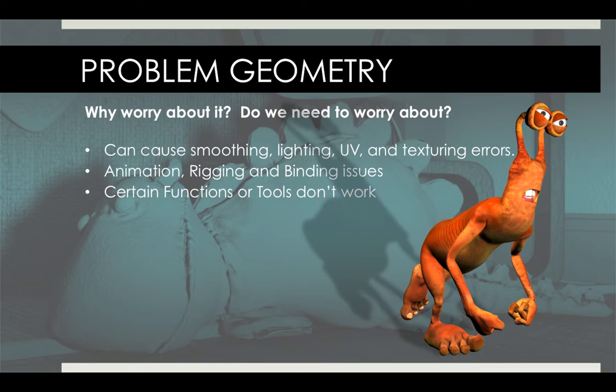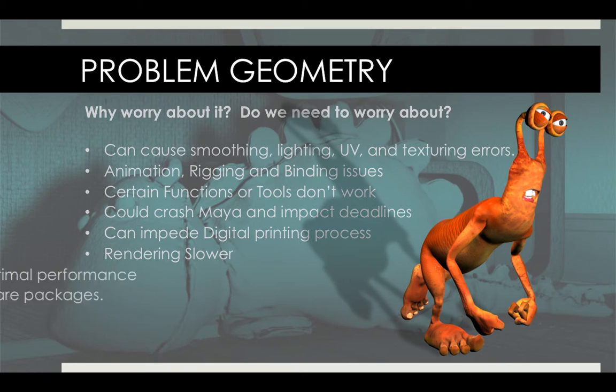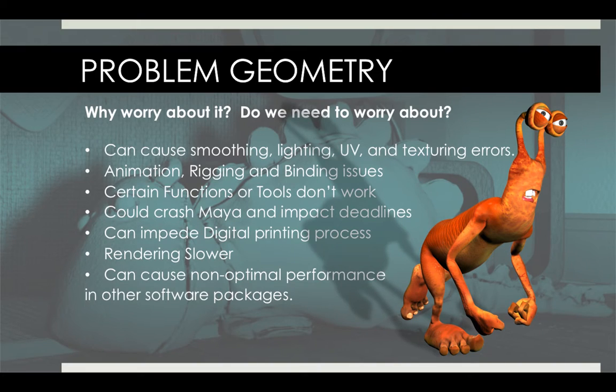A big one while you're modeling is that certain tools don't work well. Sometimes when you have problem geometry, you have a tool that you expect to work and it doesn't, and we don't want that to happen. We also want to make sure that we don't impact our deadlines by running into crashes all the time because of problem geometry. One of the recent advents with digital printing is that you need to have good, clean topology to be able to get it to digitally print. The rendering gets slower sometimes when you have accumulated issues. And finally, it can cause non-optimal performance in other software packages.